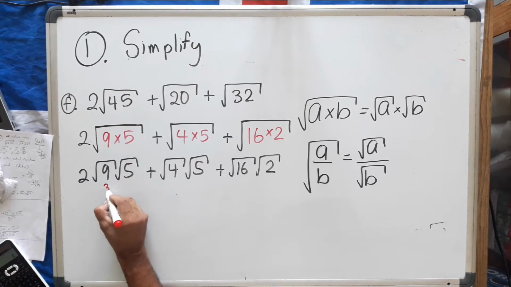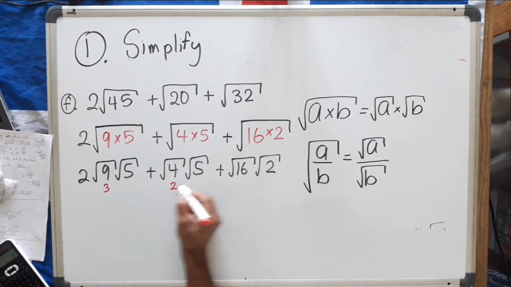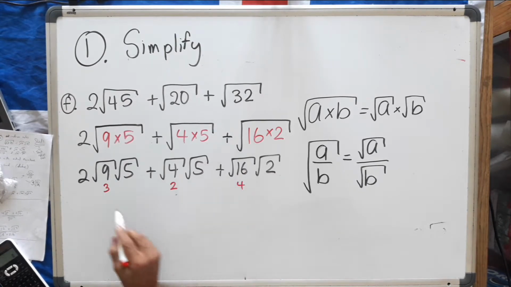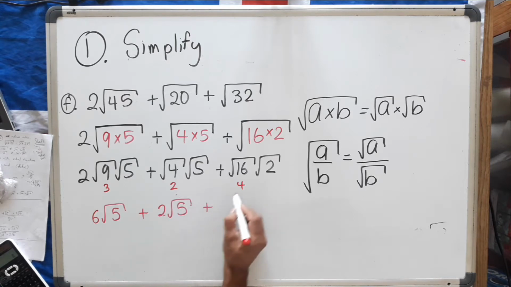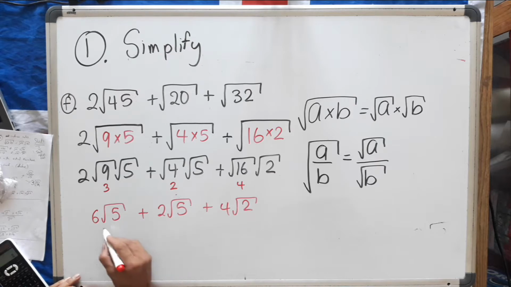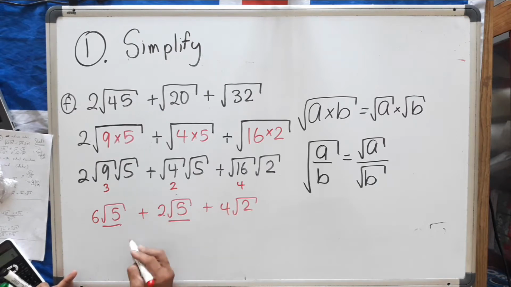Square root of 9 is 3, square root of 4 is 2, square root of 16 is 4. 3 by 2 is 6, square root of 5. We just have a 2 square root of 5 here. And we have 4 square root of 2. Both of these have a square root of 5. 6 square root of 5 plus 2 square root of 5 is 8 square root of 5.